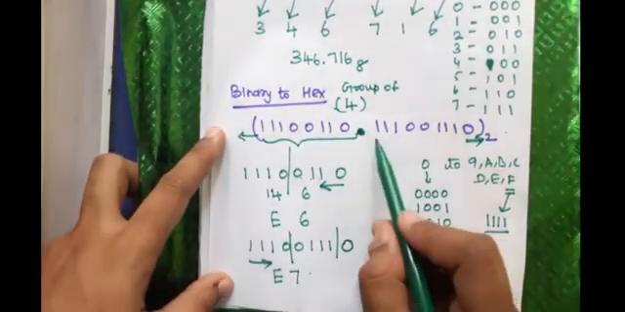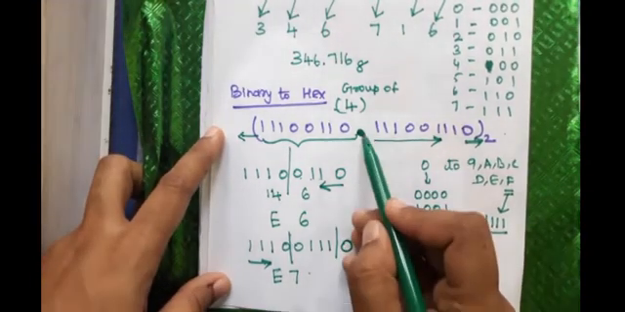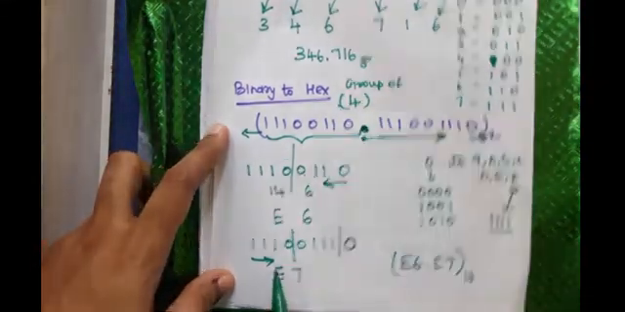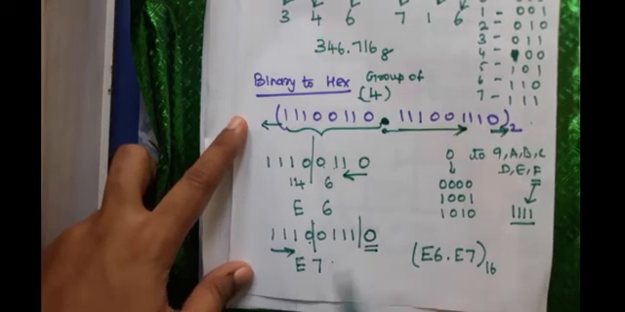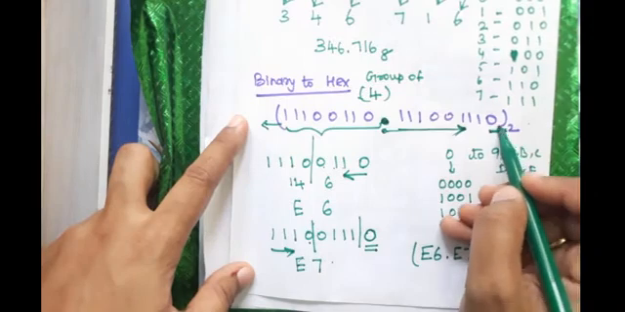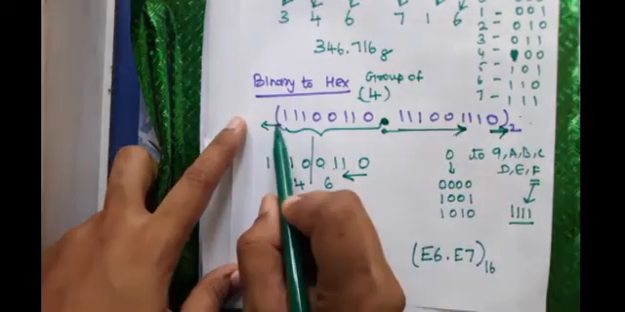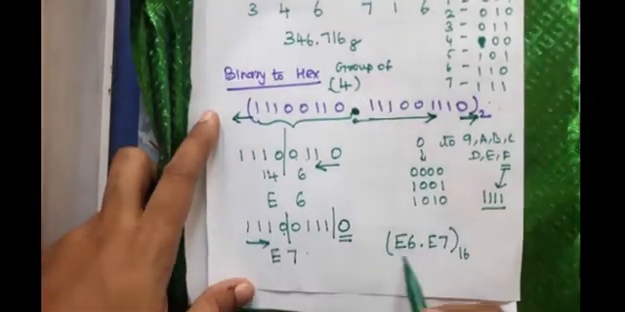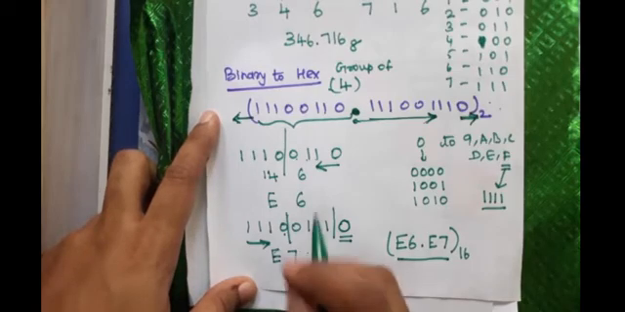And similarly, the fractional part is grouped in this way. Starting from the dot, I move in the right direction. So I get E for the first group, then 011 gives 7, and the last 0 is insignificant. The zeros on the right side at the end of the fractional part are insignificant. Again, additional zeros on the MSB side are also insignificant. Yes. So the answer we get is E6.E7 as the hexadecimal equivalent for the binary number.